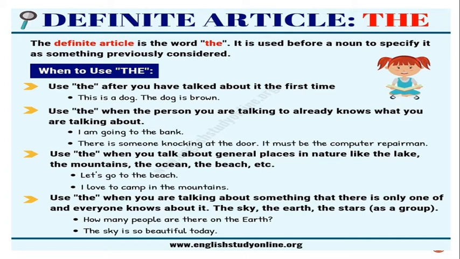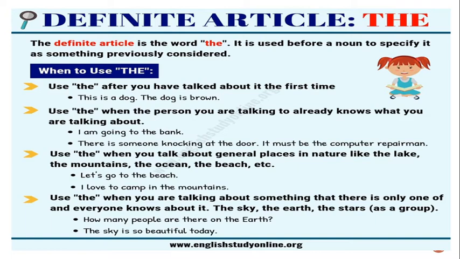We have to use article 'the' when the person you are talking to already knows what you are talking about. I am going to the bank. There is someone knocking at the door. It must be the computer repairman. Next, we use the definite article 'the' when you talk about general places in nature like the lake, the mountains, the ocean, the beach.